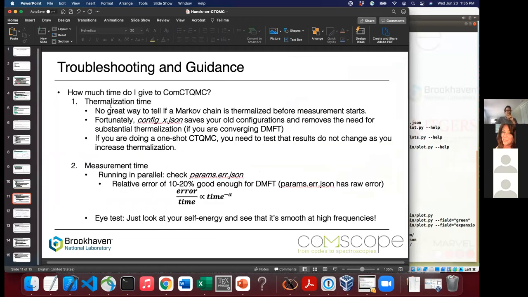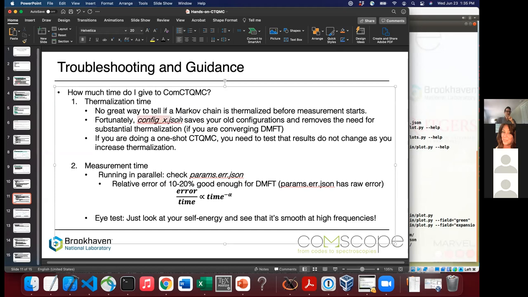So I think the most critical thing, and the thing that you'll actually deal with in our DFT plus DMFT codes or GW plus DMFT, is how much time do I actually give to CTQMC? What's a good thermalization time? What's a good measurement time? Unfortunately, there's no great way for CTQMC to know if it's thermalized, or for you to know, aside from testing. So you can just do a CTQMC. It'll save the old configuration. You can do another one. If your results changed, it means there's probably some more thermalization to do, or you can increase your thermalization time. If the results change, probably you need more thermalization.